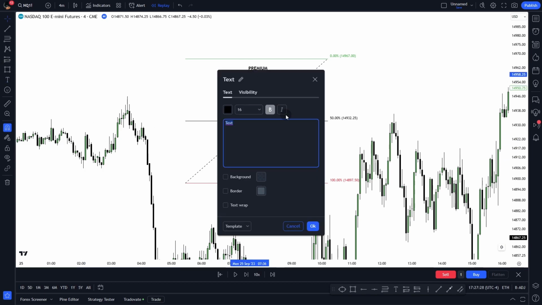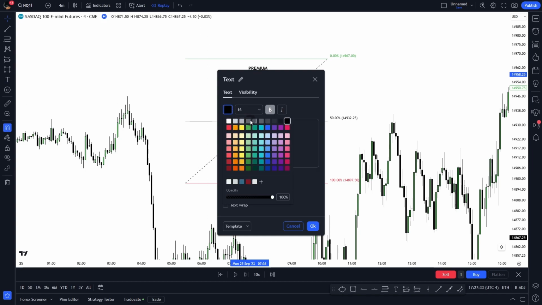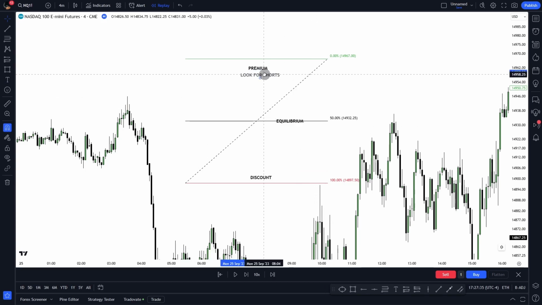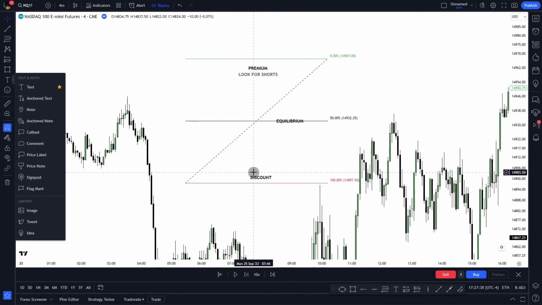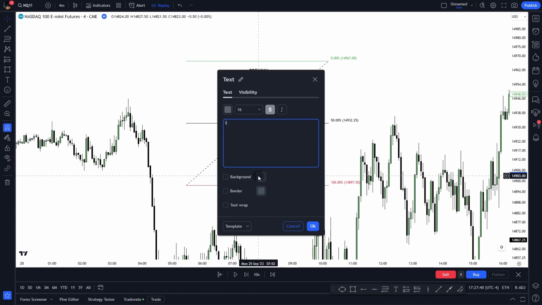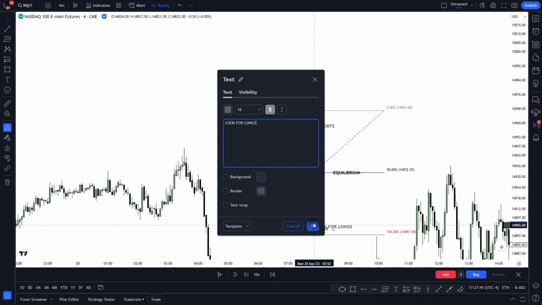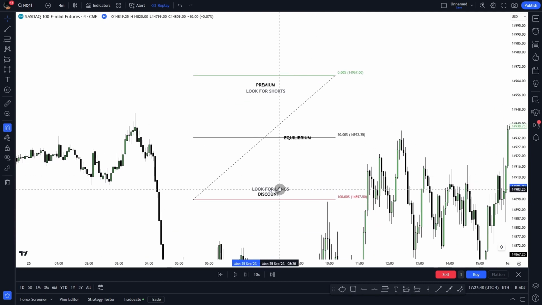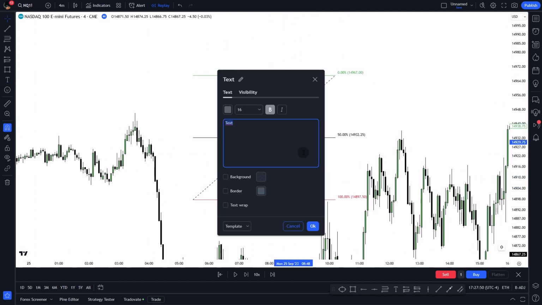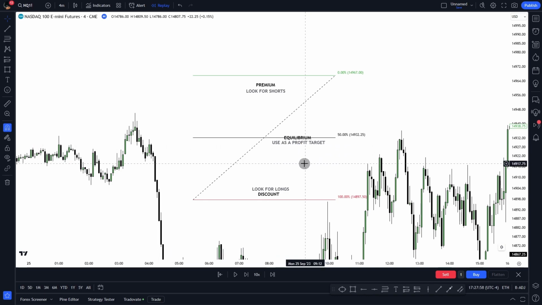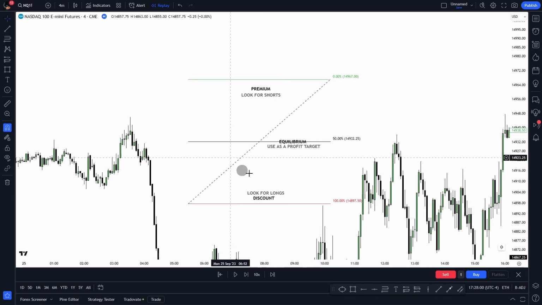And right here we could look for shorts, right? Down here we could look for buys or longs, right? And then right here we could use it as a profit target. Take a picture of this if you want to, write it down in your notes. This is basically what the ICT premium discount zones mean.